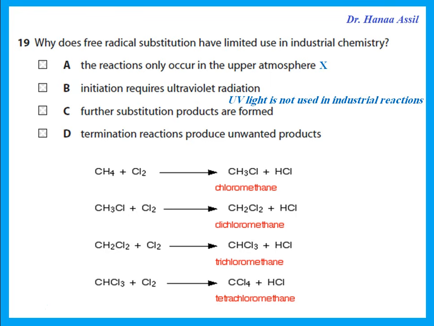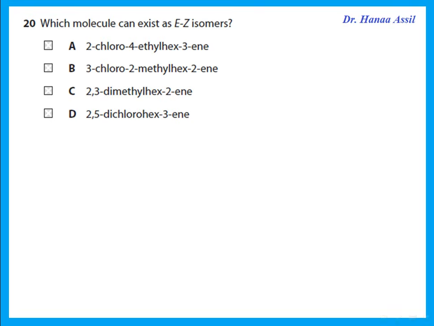Further substitution products are formed. Yes, this would be my answer, because when we're trying to form, for example, chloromethane, this could continue to go on and not just give you chloromethane, it could give the dichloro, trichloro, tetrachloro, and so on. So this is not a very useful reaction because it can continue and give you further substitution products. When he says termination reactions produce unwanted products, well, termination products are formed in very low concentrations, so this will not be the reason.